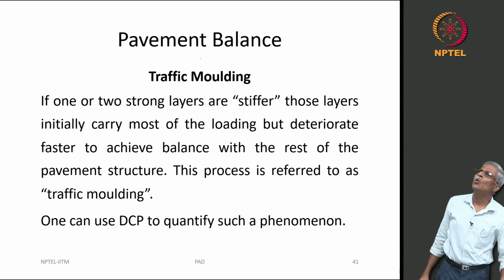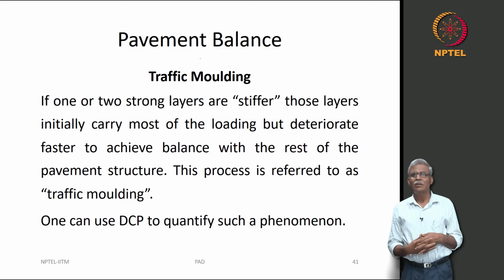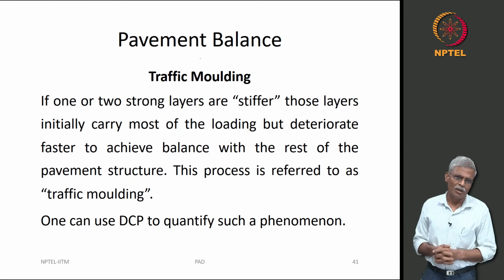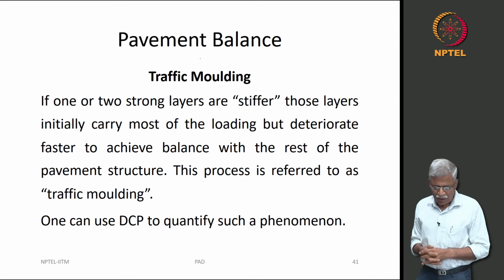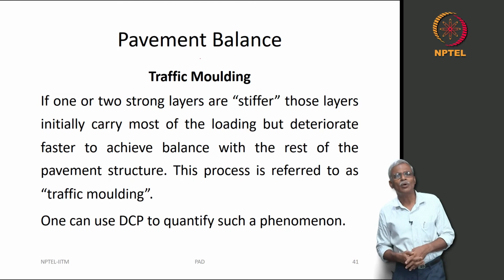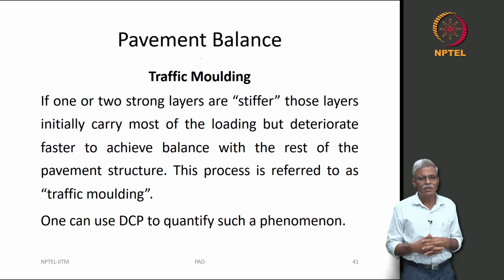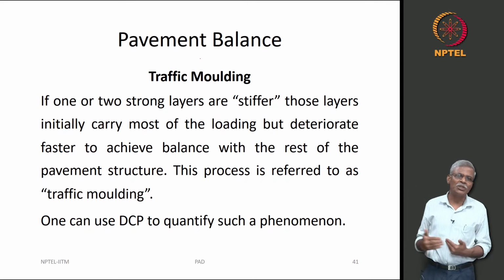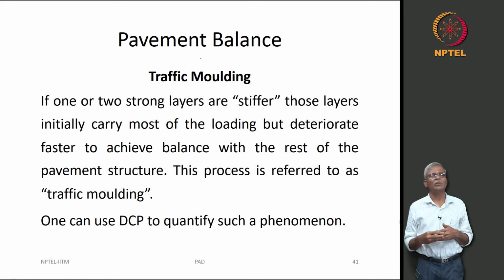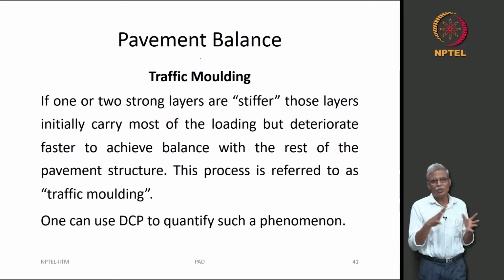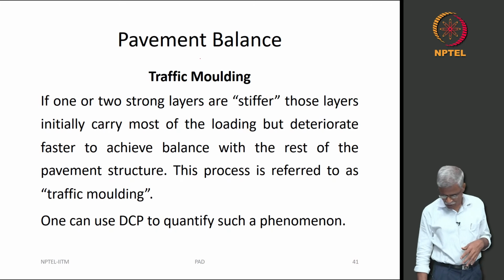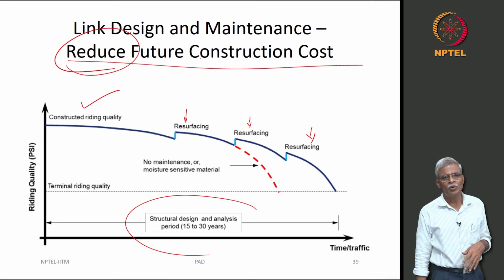Now, if you do not do that, what can really happen is, the South Africans introduced a very interesting concept called traffic molding. So, what exactly is this traffic molding? If let us say one or two of the layers are stiffer, these layers will initially carry most of the loading, but they will deteriorate faster to achieve balance with the rest of the pavement structure, and due to this particular process there is something called traffic molding that happens. You can actually use a dynamic cone penetrometer to get the test.